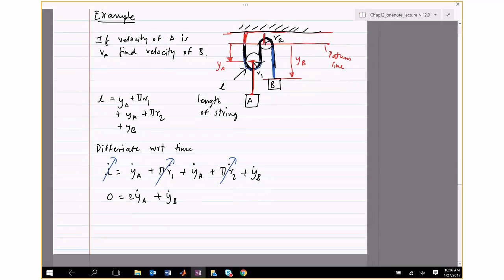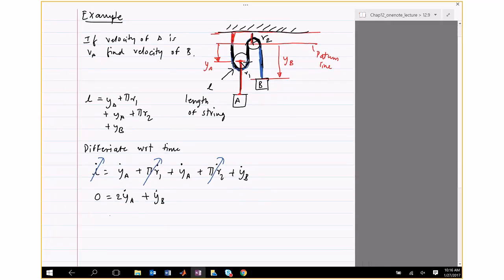So I can move things around. I can move YB dot to the other side. YB dot is minus 2 YA dot. If you would like to call the velocity of B as VB, then this is simply VB is minus 2 VA. This is wrong, this is VB.